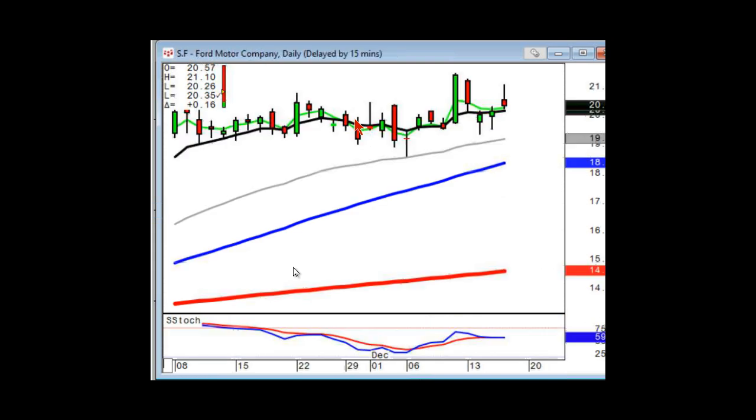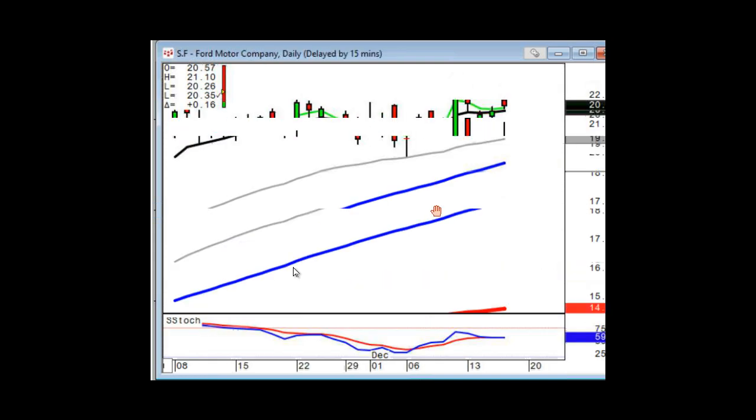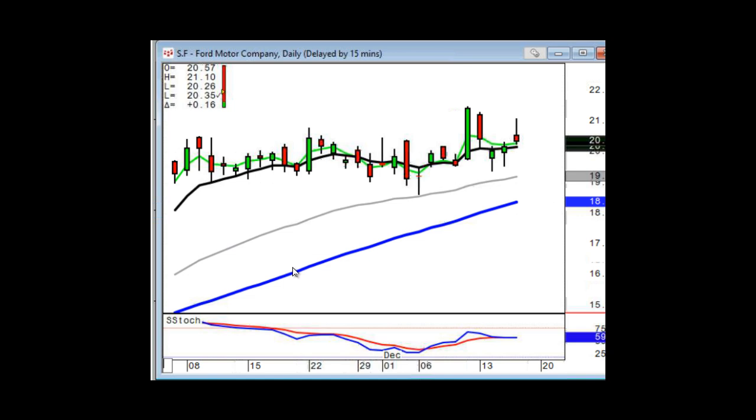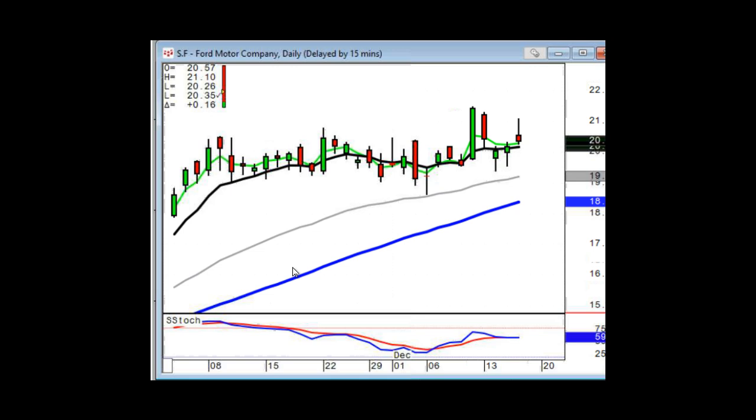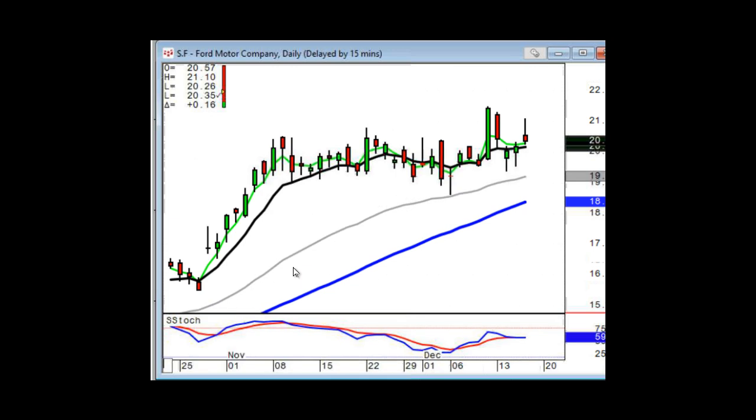For the long-term investor, you can see what's happening here on Ford Motor Company. Even though it's not moving up with any great velocity, you're starting to get this trajectory. What's that trajectory tell us? Sentiment here. Where would I be buying?